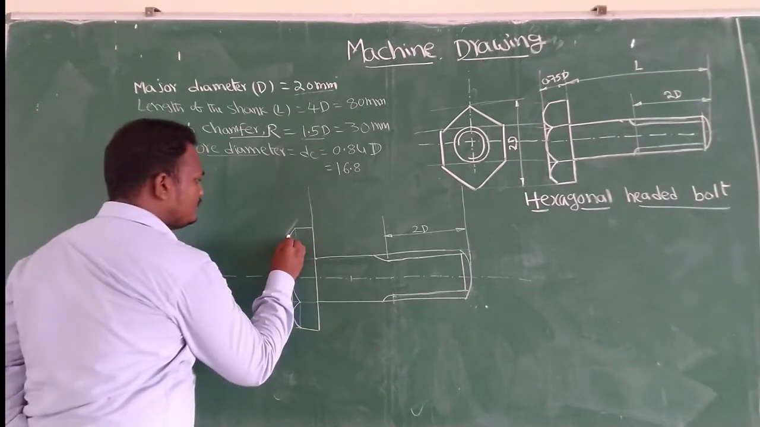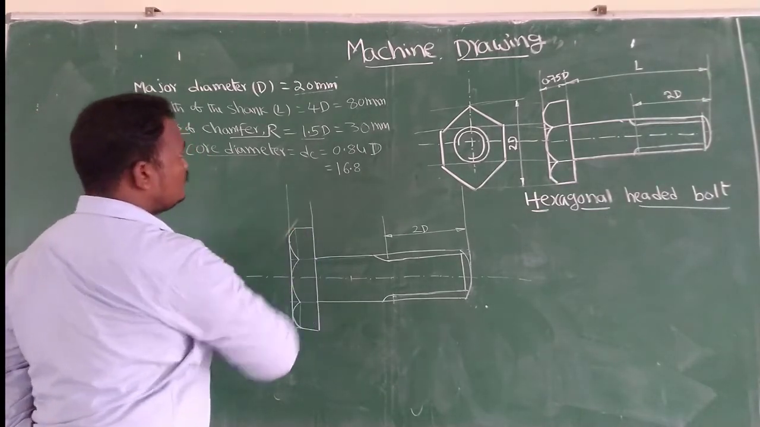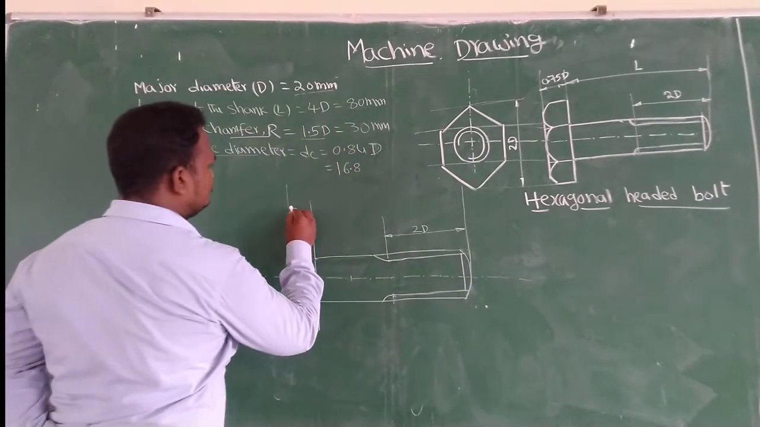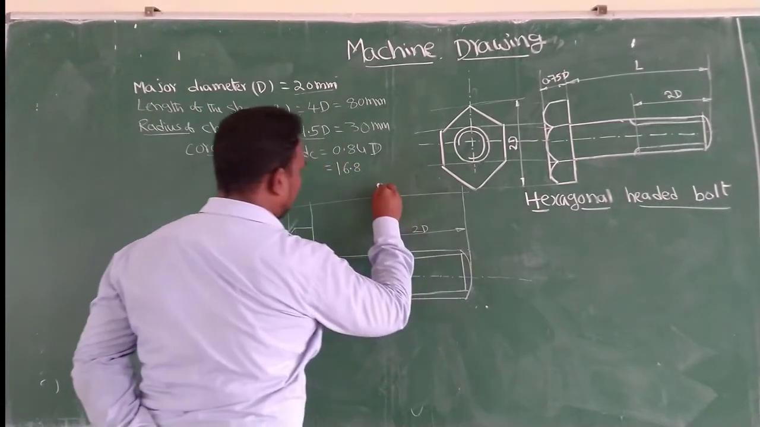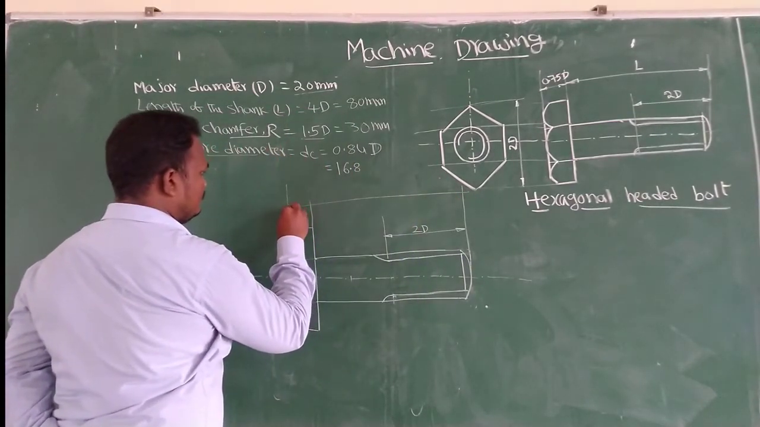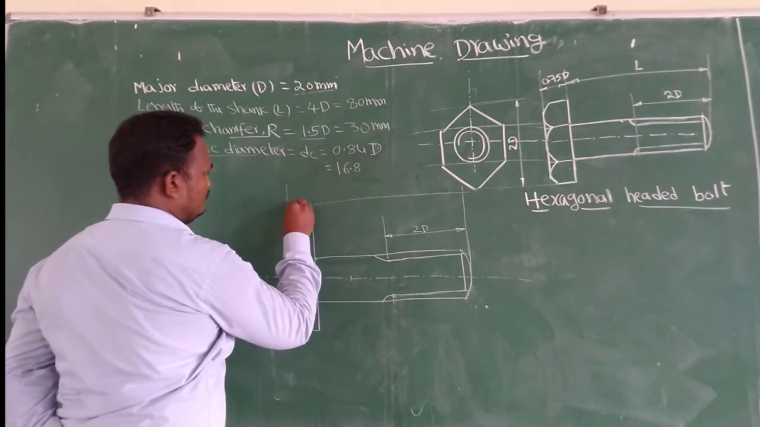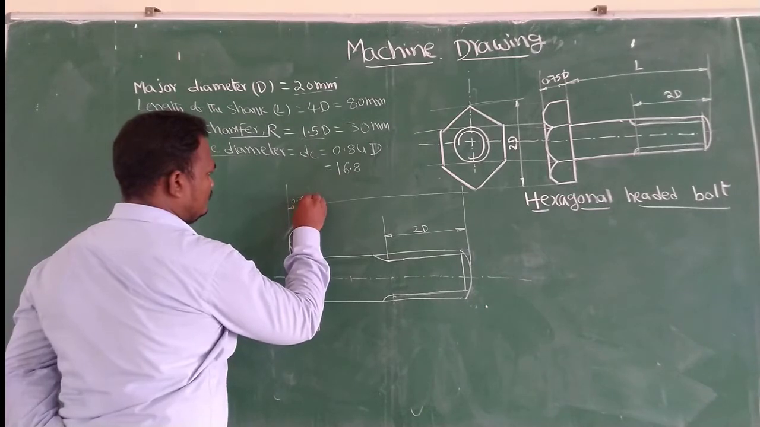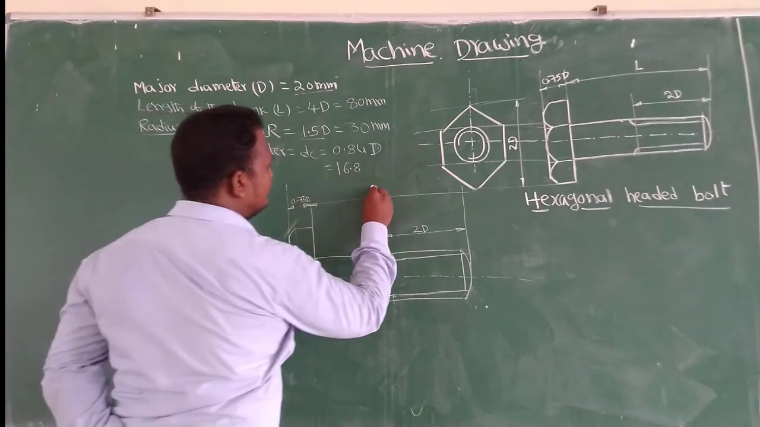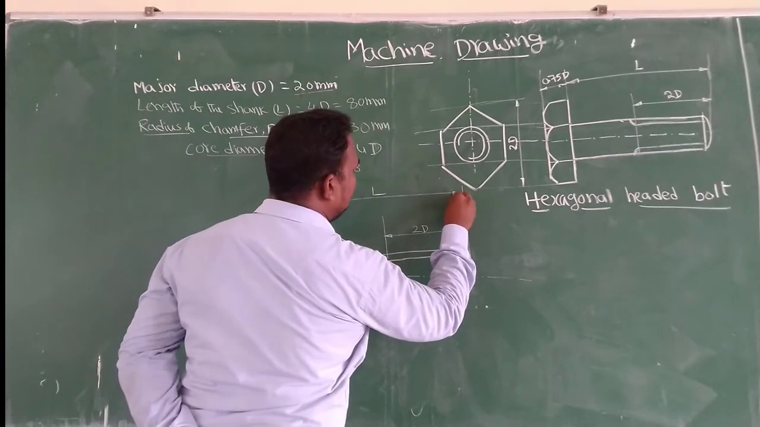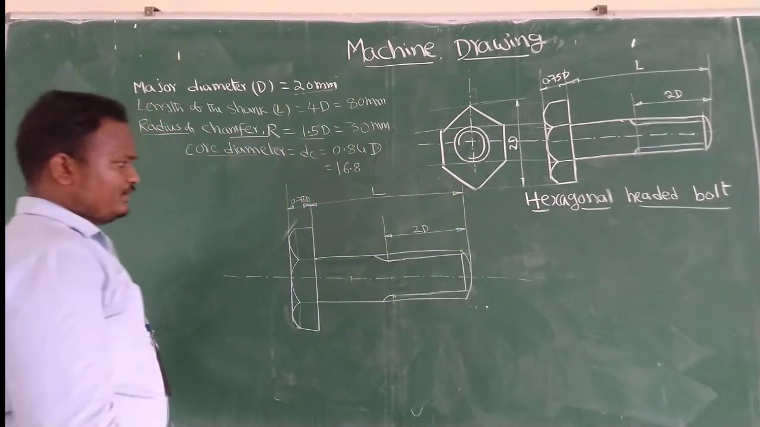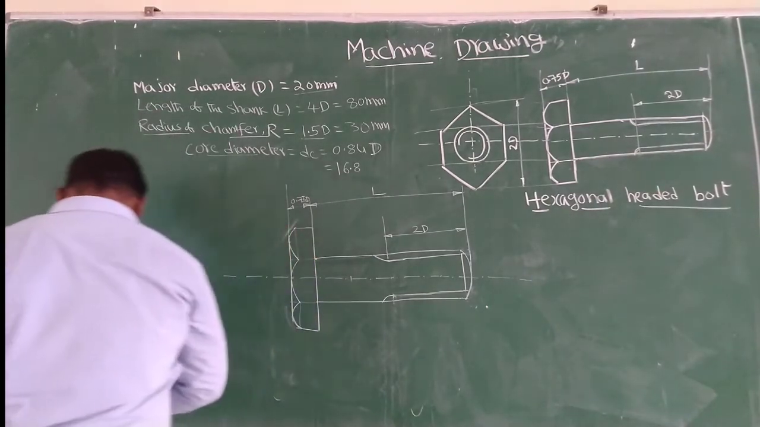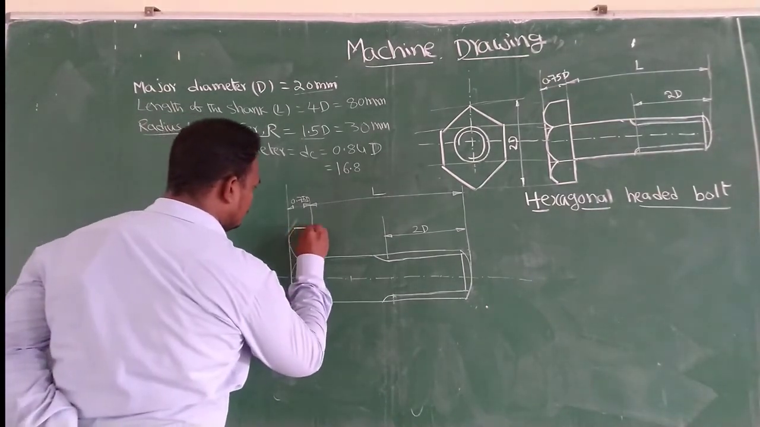So what is the length? It is 0.75 d. This is L. L is nothing but 4d. Okay. So finally, we have to draw thick for output.